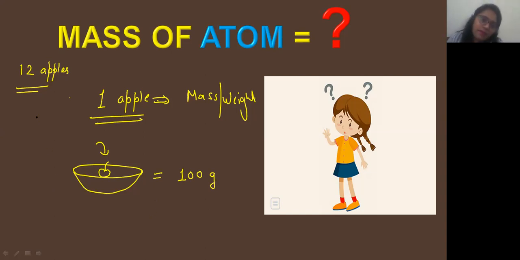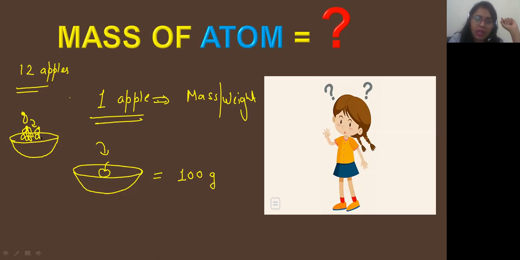Suppose you just bought grapes, and I'm asking you, tell me the mass of one grape. I just gave you the weighing machine, and I asked you to tell me the weight of one grape. Is it possible for you to weigh one grape? No. In spite of weighing one grape, you are going to weigh a bunch of grapes.